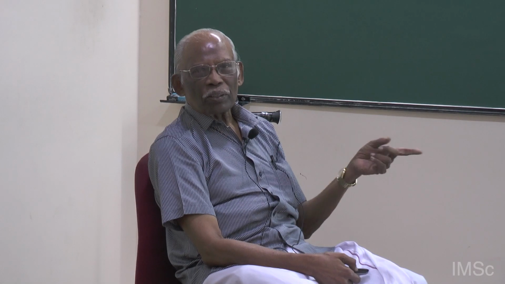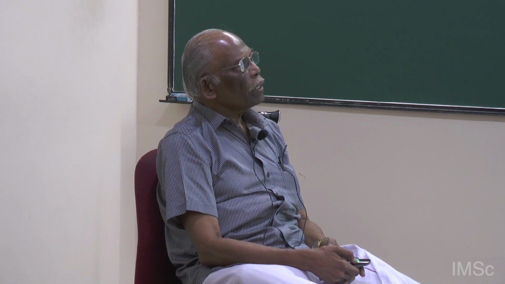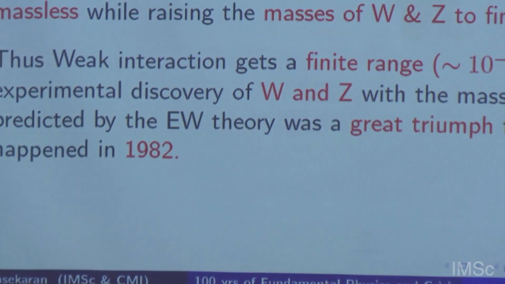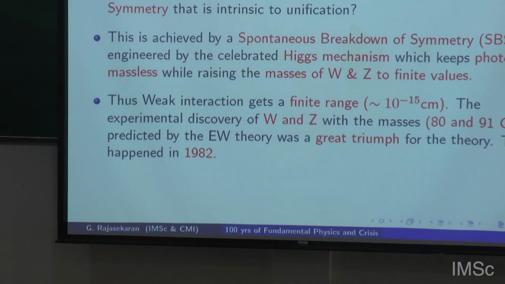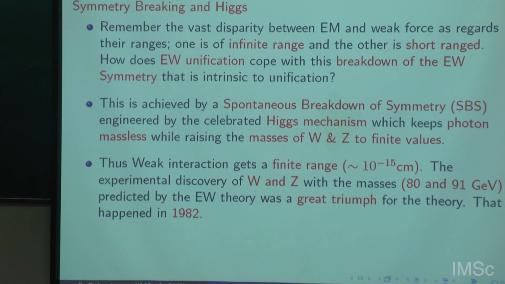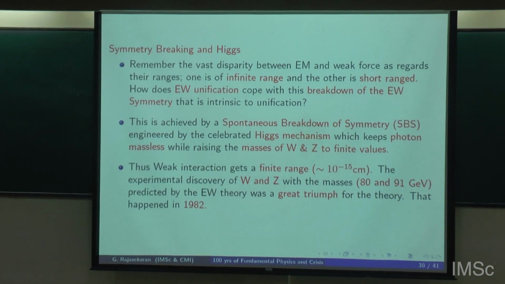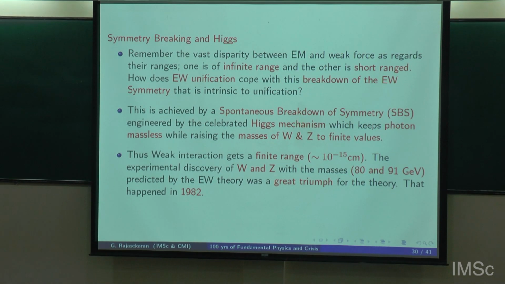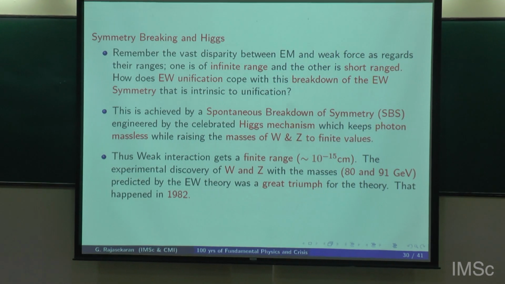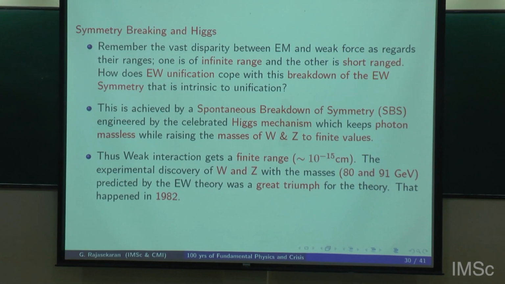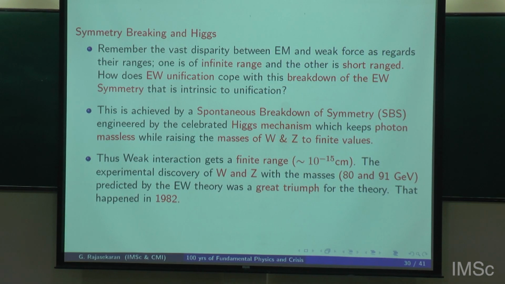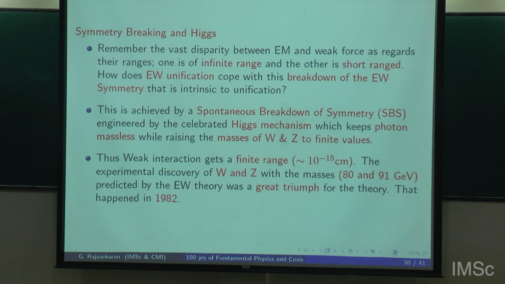So before going to quantum gravity, I will take up that now. Remember the vast disparity between electromagnetism and weak force as regards their ranges. Electromagnetism is of infinite range, and the weak interaction is short range. So in this so-called electroweak unification through SU(2) cross U(1), how does this symmetry breakdown come out? Electroweak symmetry has an intrinsic symmetry between electromagnetism and weak interaction, but that symmetry has to be broken.